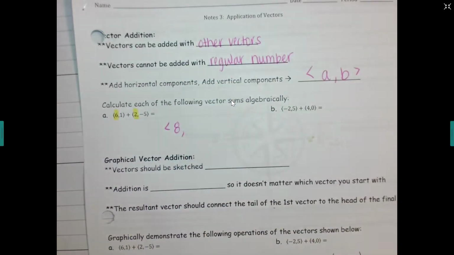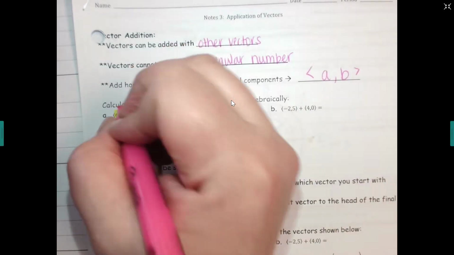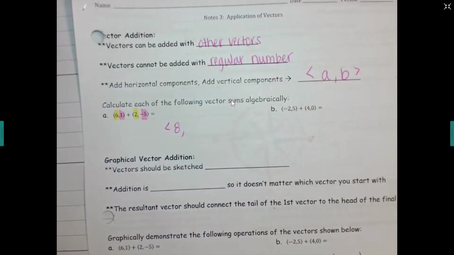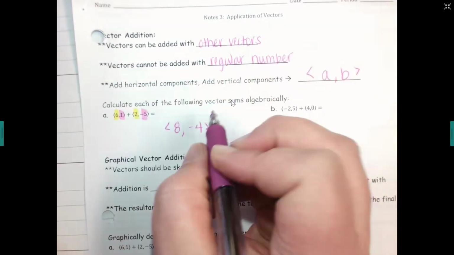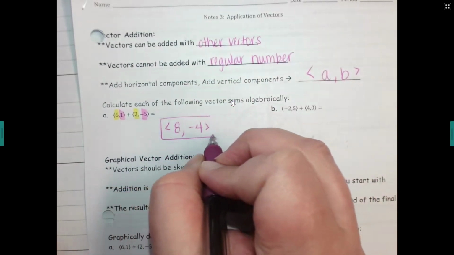Then I'm going to add up the 2 y's together. So I have a 1 and a negative 5. Are we adding vectors? We are. So 1 plus negative 5, that gives me negative 4. Now, we already learned that last class.